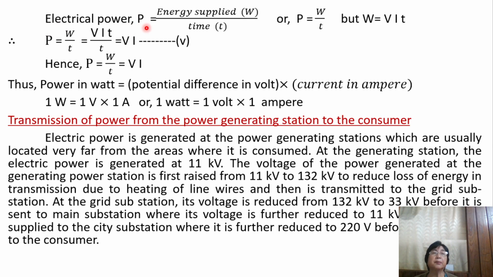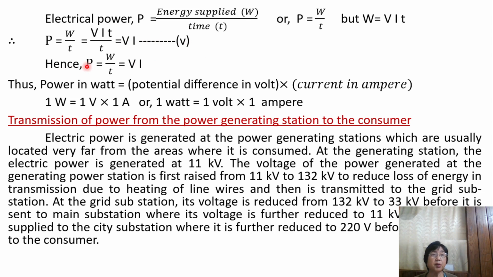Then we go to the electrical power. Electrical power P by definition is equal to energy supplied W divided by time T, or symbolically we can write it as P is equal to W by T. But what is W? From the last slide we have seen it's equal to V into I into T. Therefore, power, which is equal to W by T, can be written as V into I into T divided by T. So T and T will reduce. We will be left with V into I. We mark it as equation 5.